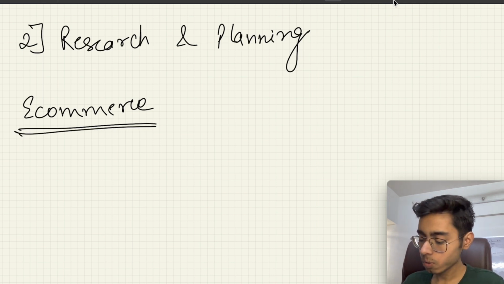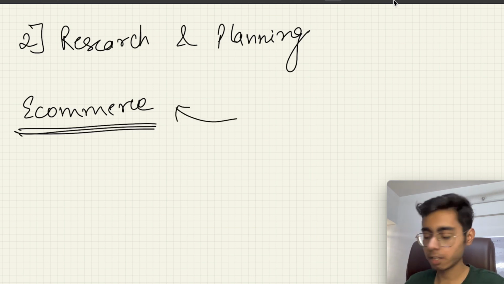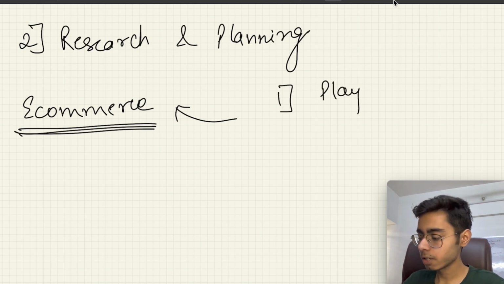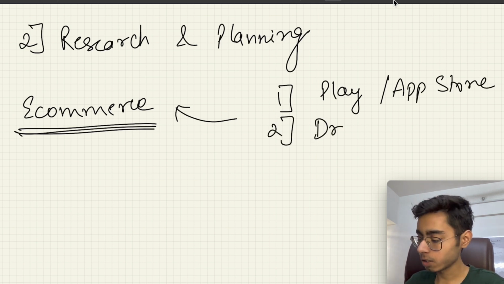So now you know that your app is related to the e-commerce industry. Now what you should do is start researching, right? The steps you can follow: first of all, go and download some applications from Play Store and App Store, right? The second step is to go on dribble.com.